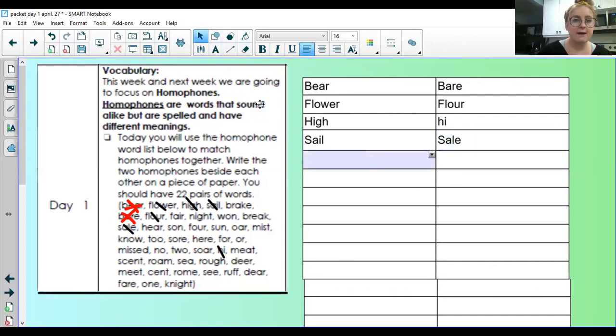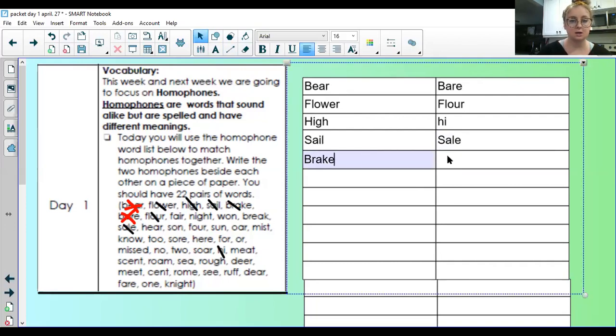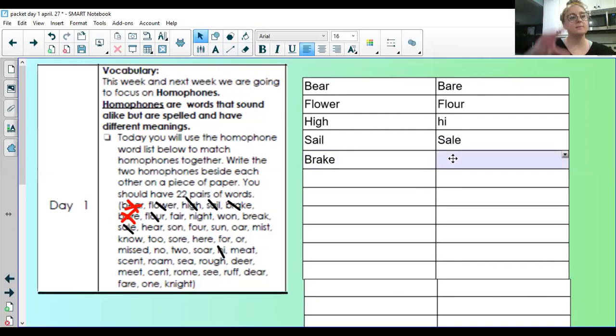Okay. Now I have the word brake, B-R-A-K-E. That brake is like when you're in the car driving. It's what you use to stop the car. Your bicycle might have brakes on it. So like the handlebars, that's a brake. It helps you stop. The other break is B-R-E-A-K.